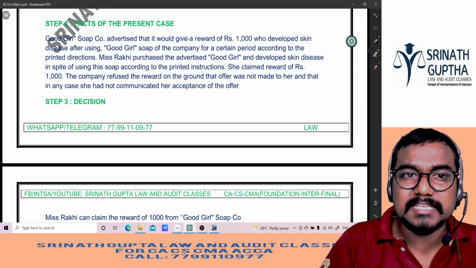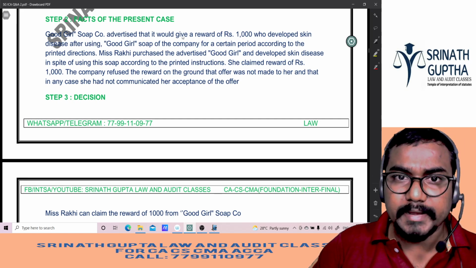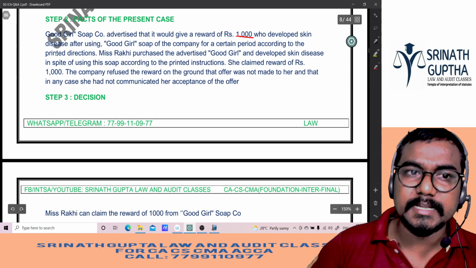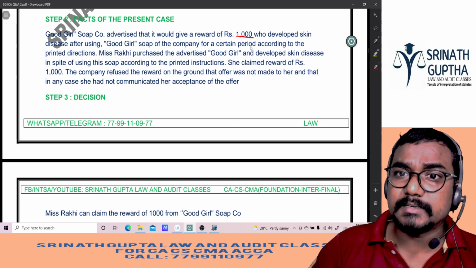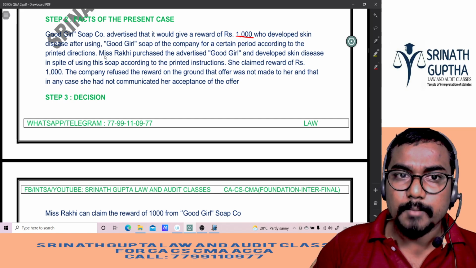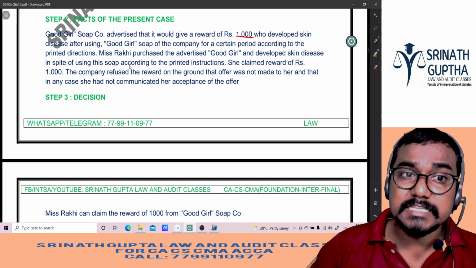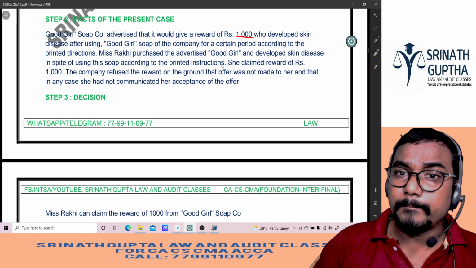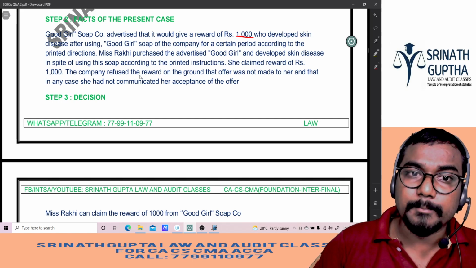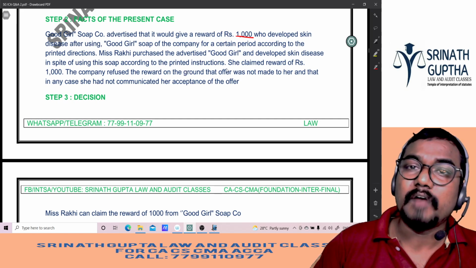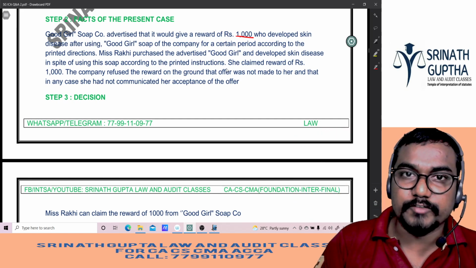So what happened in the present case, beta? Facts of the present case: Good Girl Soap Company advertised that it would give a reward of 1000 rupees to anyone who develops a skin disease after using the Good Girl soap of the company for a certain period as per the printed directions. Miss Raki purchased the advertised Good Girl soap and developed the skin disease in spite of using the soap as per the printed instructions. She claimed a reward of 1000 rupees. The company refused to give the reward on the ground that the offer was not made to her and she never gave any acceptance. That is what happened in the situation.